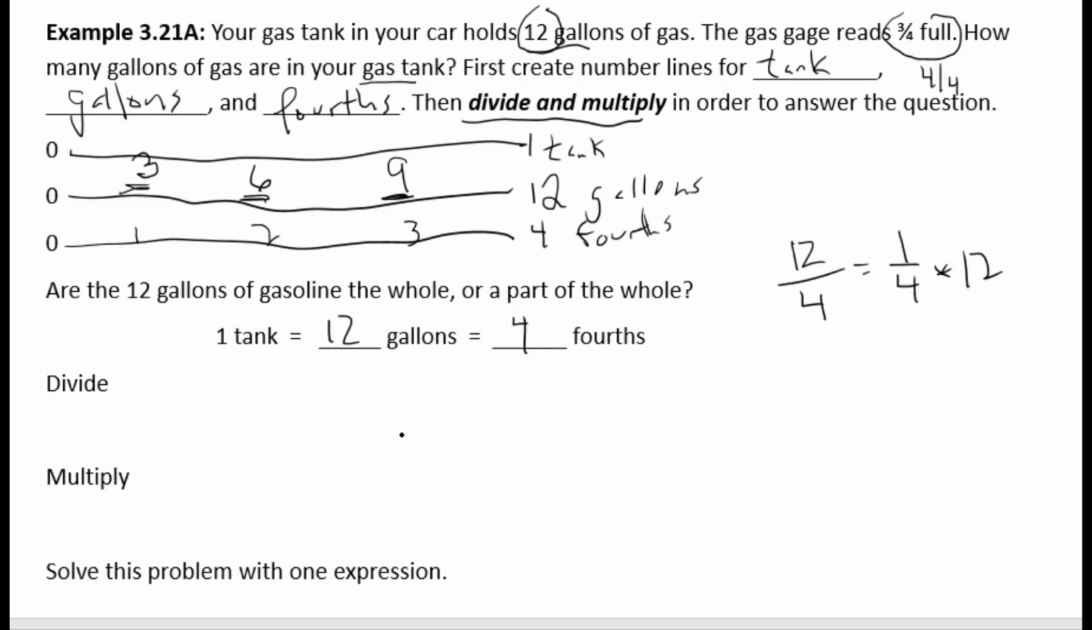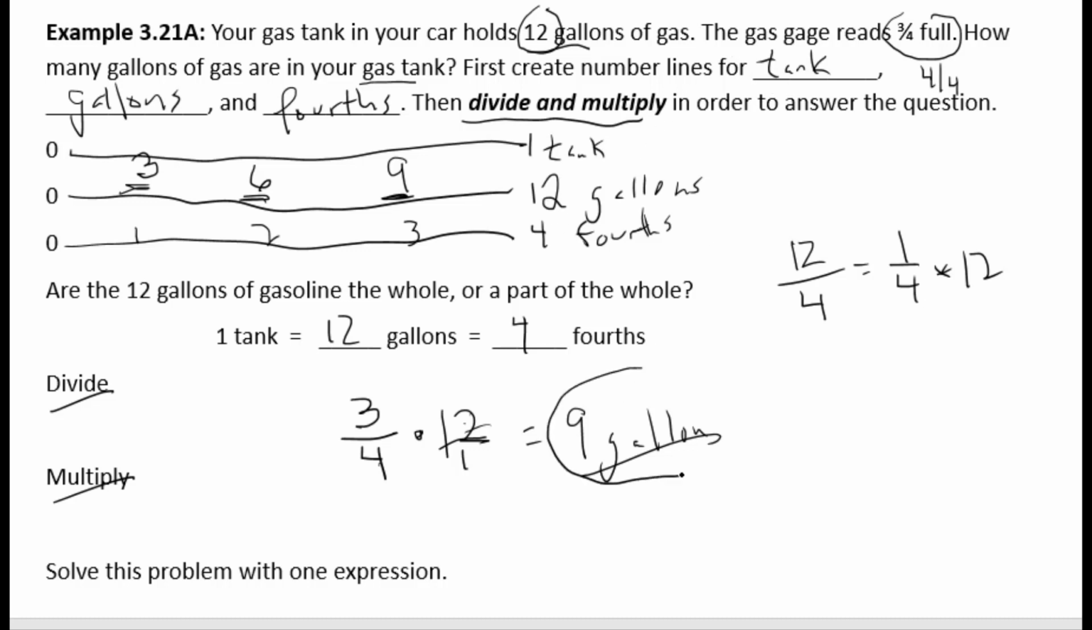Now here's the mathematics. So I wound up dividing to find 1/4 and then multiplying to find 3/4. Here's how you could do it in one expression. I want 3/4 of 12. Now recognize that this 12 is in the numerator. I usually don't put a 1 under it, but I will for this case. So I can go 12 divided by 4 is 3, and 3 times 3 is 9. So there, in one expression, I can find out what part of the whole we have with 3/4 of a tank.